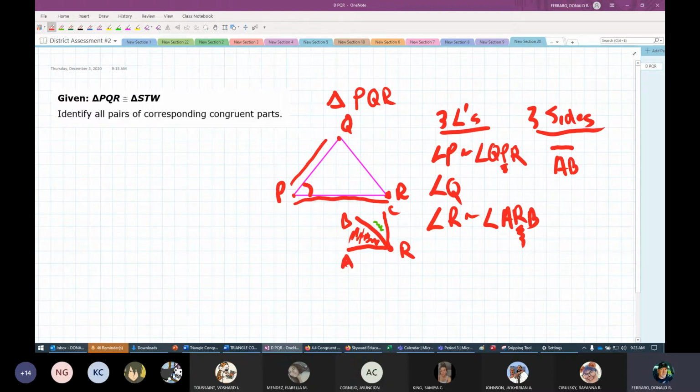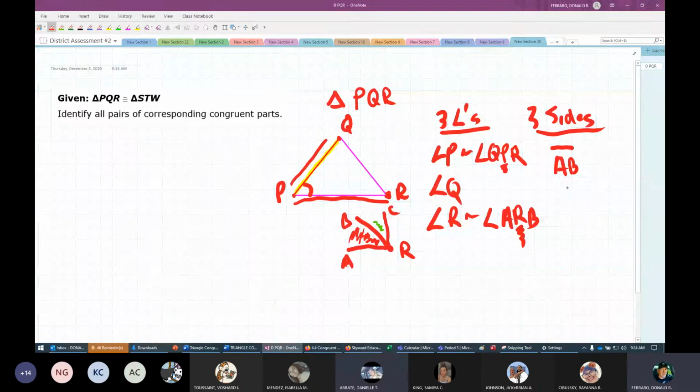Show of hands, anybody? How about Danielle or Michael? Go ahead. I'm not sure. Well, let me ask you this, Danielle. This segment right here, I'll highlight it in yellow, goes from which point to which point? P to Q.